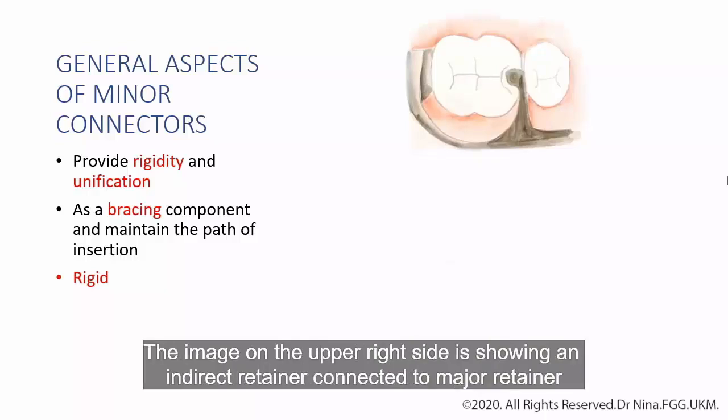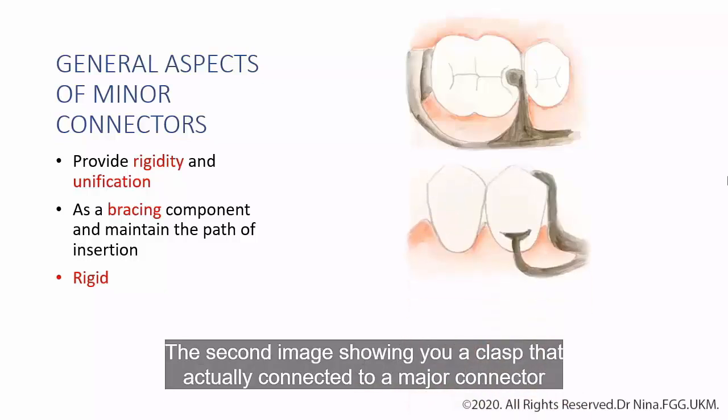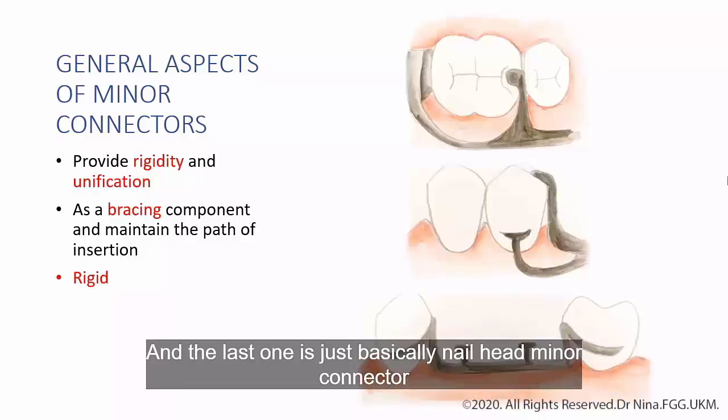If you look at the images on the upper right side, you can see an example of indirect retainers that is connected to the major connector. The second image shows you a clasp that is connected to the major connector, and the last one is basically a nail head minor connector.